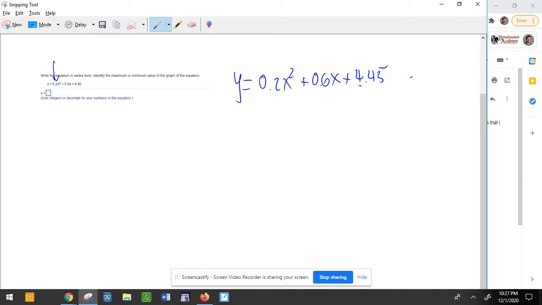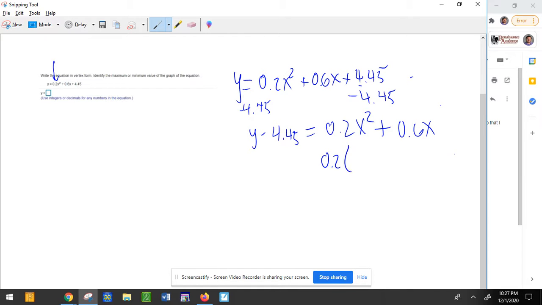All right, so the first thing I'm going to do is subtract that 4.45 to the other side. So you're going to get y minus 4.5 is equal to 2/10 x squared plus 6/10 x. We'll have to do a similar deal as the last problem where we factored away the 2/10. So we're just going to divide it away from both terms. 0.6 divided by 0.2 is 3. And then the right side is still the same.